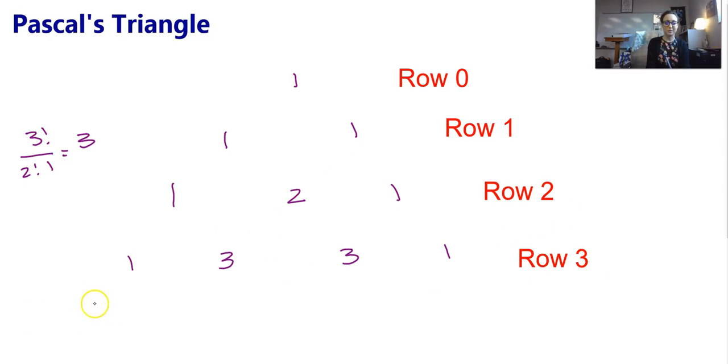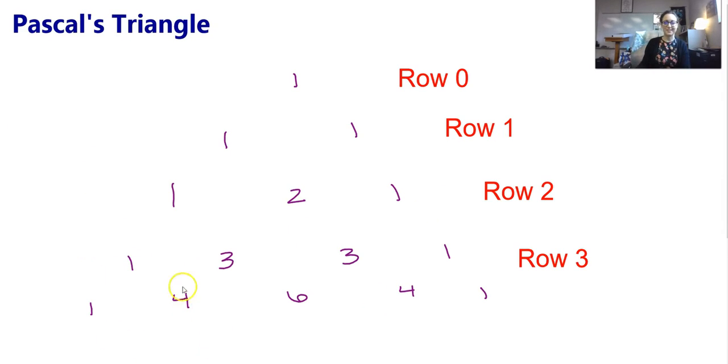The next row, and I'm going to write it. Let's see if you can find the pattern. We know the outside is going to be 1. This is going to be 4. This is going to be 6. This is going to be 4. And then, of course, this is 1. Not thinking about your combinations here, like 4 choose 2, whatever. Do you see a pattern start to emerge?